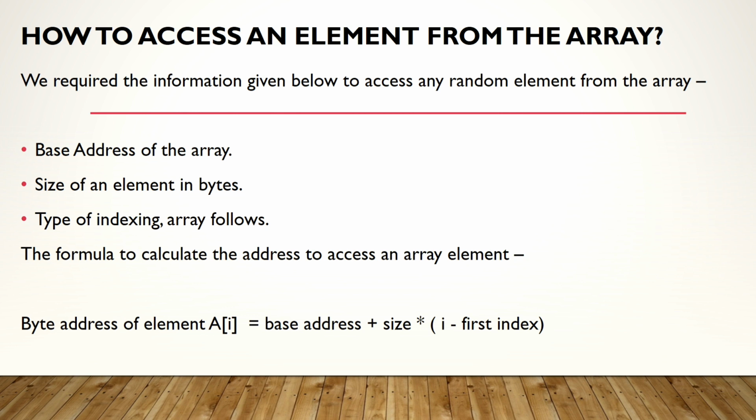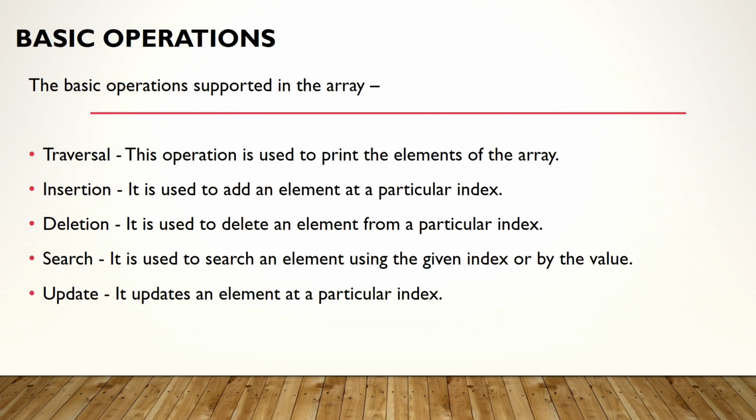But here the size represents the memory taken by the primitive data types. As an instance, the integer takes 2 bytes, float takes 4 bytes of memory space in C programming. So what are the basic operations? Now let's discuss the basic operations supported in the array.